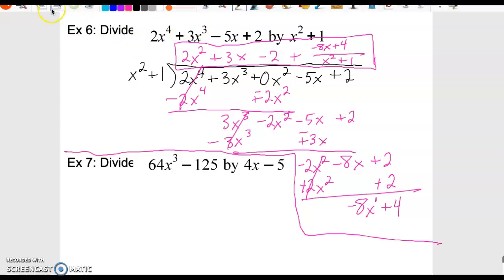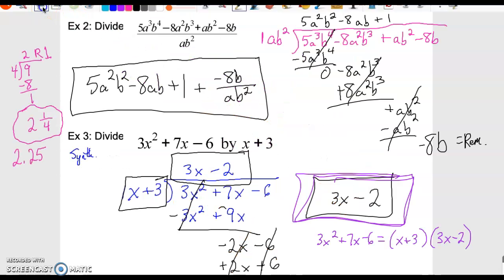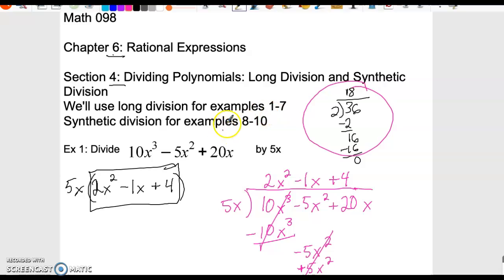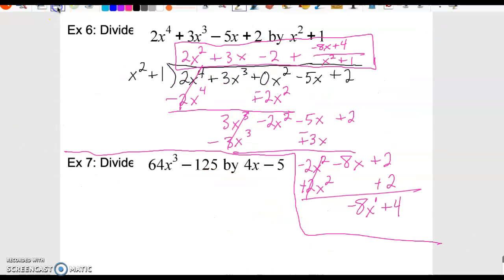All right, so this is where we left off for 6.4, and as I mentioned, I'm going to show you synthetic examples 8 through 10, and maybe I could even show you with, well, not exercise 7. The issue with exercise 7 is that we have this leading coefficient that's not 1.